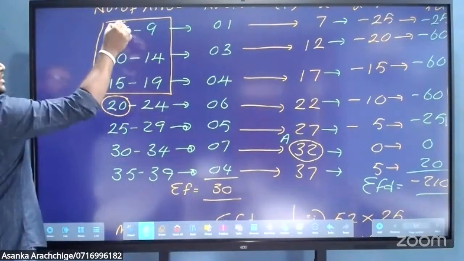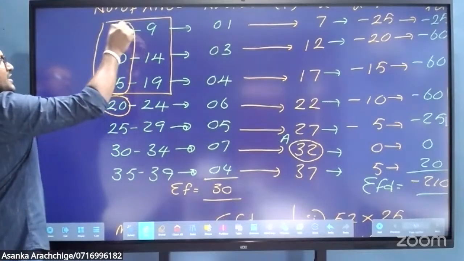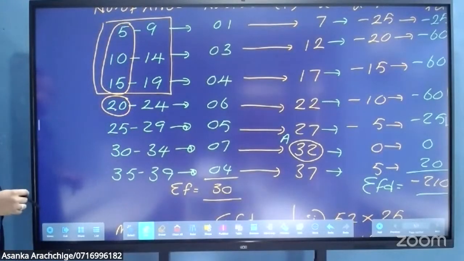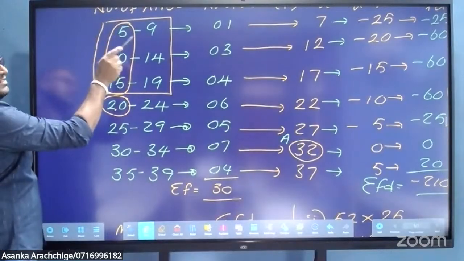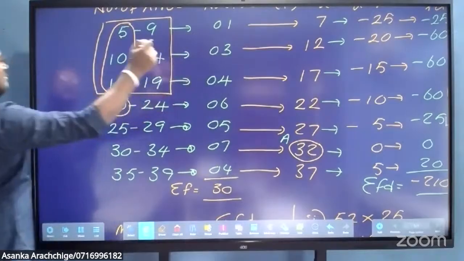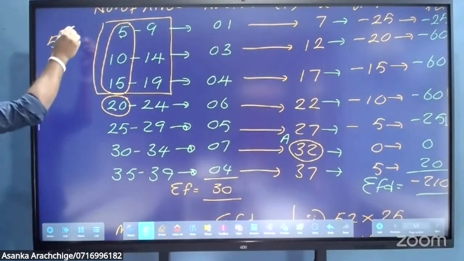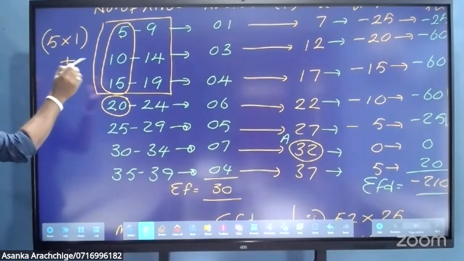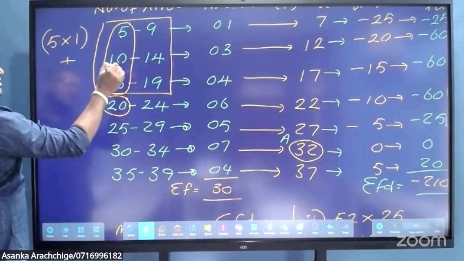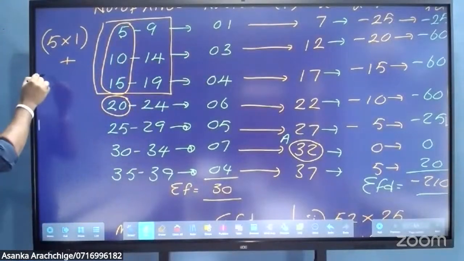You have to take the minimum value of each class interval. In this class interval, the minimum is 5. Then this person has hired only one time. Then 5 times 1. It is added. Here minimum 10 hires. Then this person has hired 3 times.